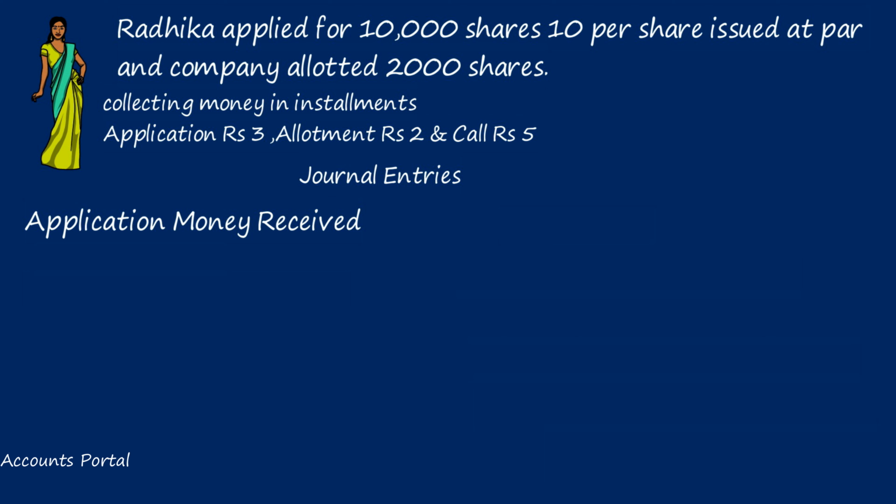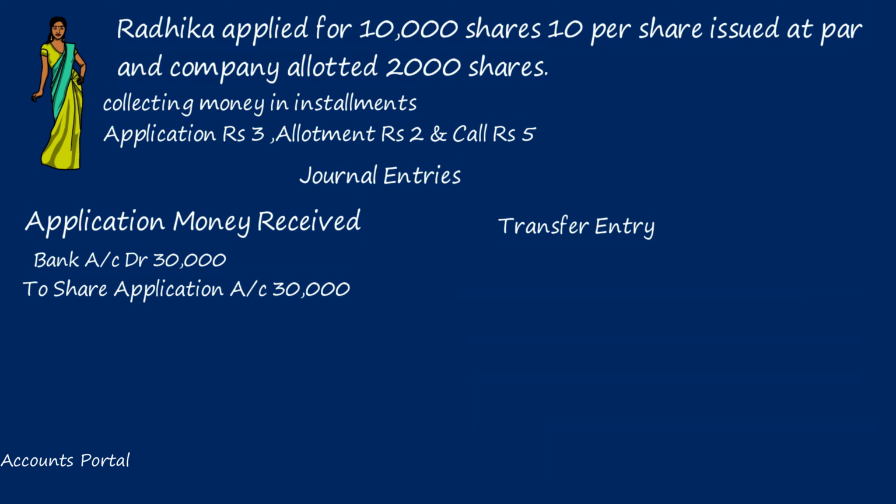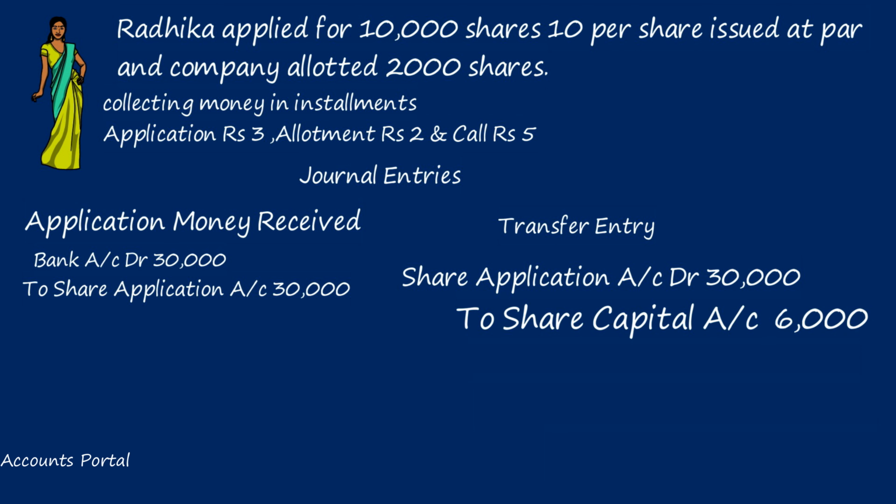Journal entry for application money received: bank account debit, number of shares applied into application money per share. So 10,000 into 3, how much, Nana? 30,000. To share application account, 30,000. Radhika applied for 10,000 shares, but the company allotted how many shares? Only 2,000 shares. So transfer entry, share application account debit 30,000, to share capital account, number of shares allotted, 2,000, my dear students, 2,000. So 2,000 into 3, 6,000.